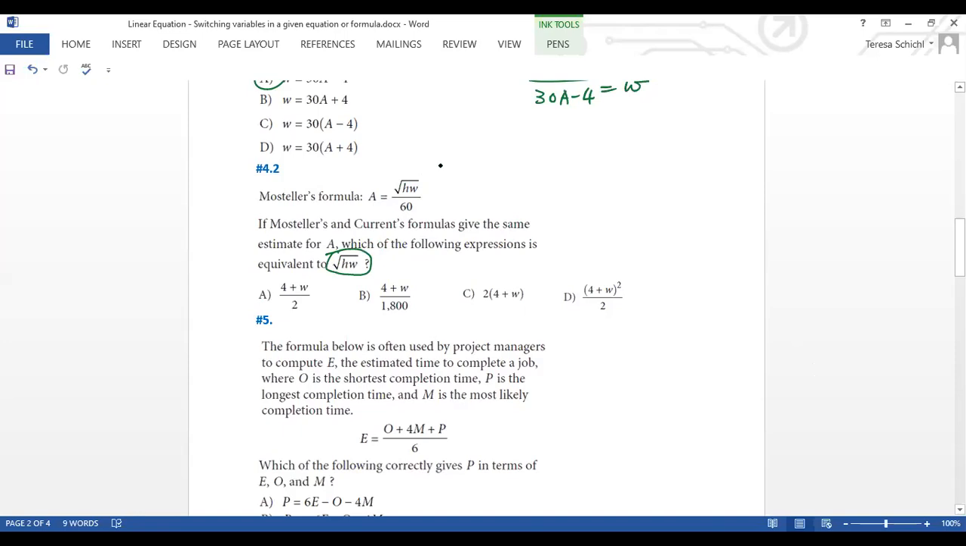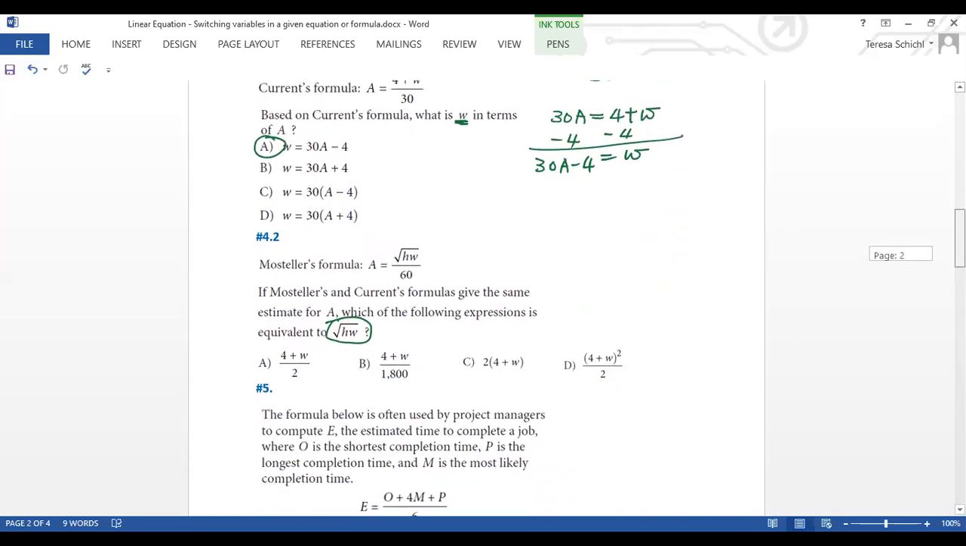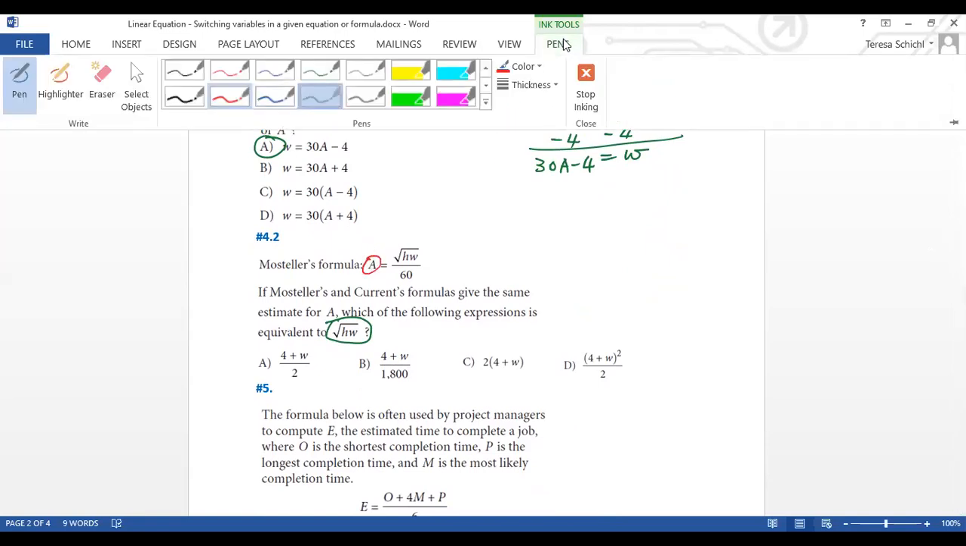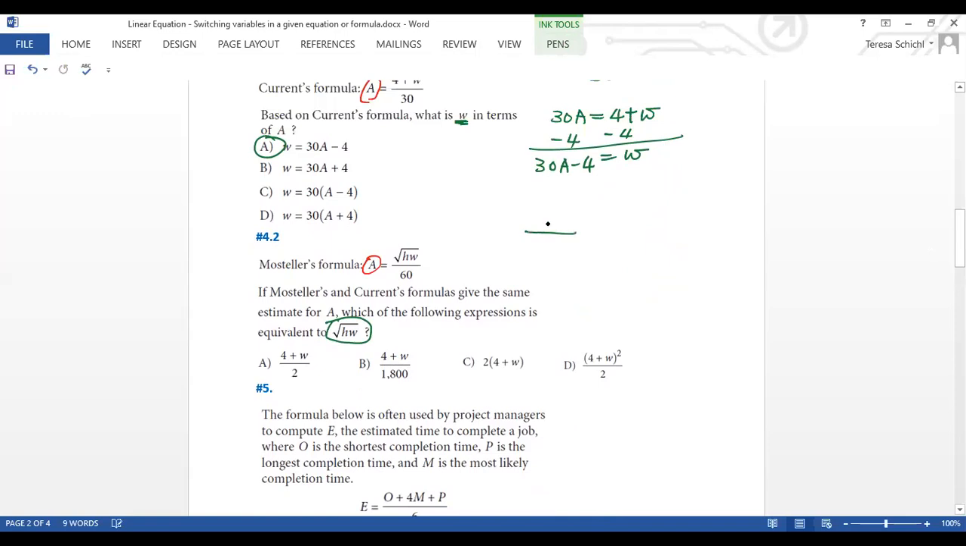So they said both those formulas, the current formulas and the Morse-Taylor's formulas, give you the same result. That means A equals A, right? So take a look here. This is the current, right? So A equals A. So what does that tell me? That tells me 4 plus W over 30 is equal to the square root of HW over 60.